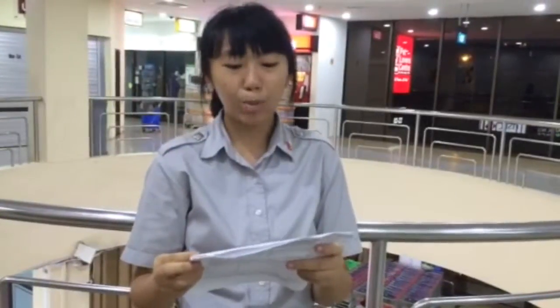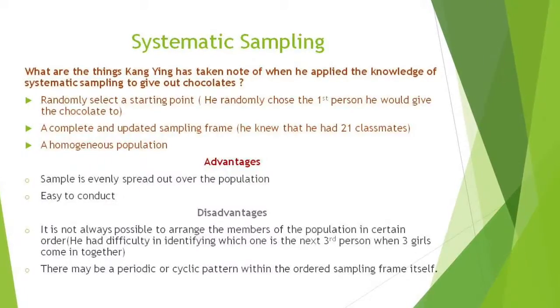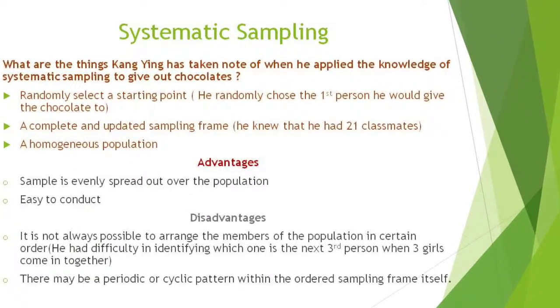The advantages of this sampling are that the sample is more evenly spread out over the population, and it is relatively easy to conduct this type of sampling. However, this method does not allow us to get an accurate representation of the population, as there could be an effect of periodicity. Moreover, if 3 people decide to walk into the door all at the same time, it will be difficult to decide who to give the chocolate to.